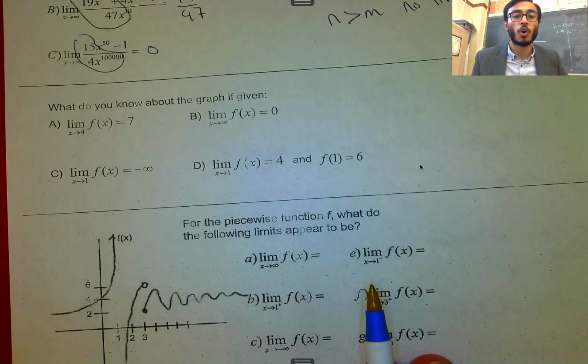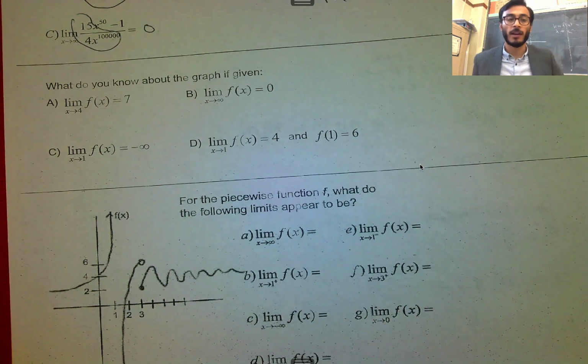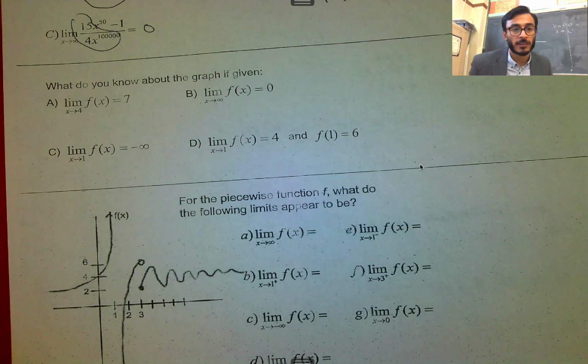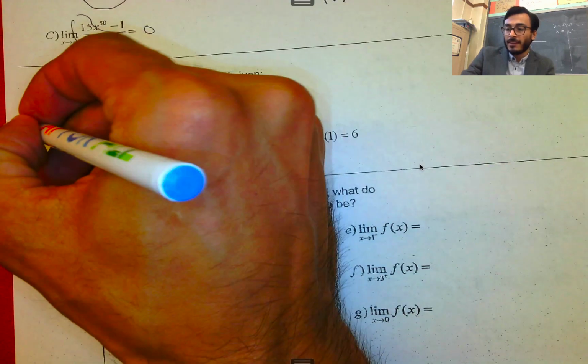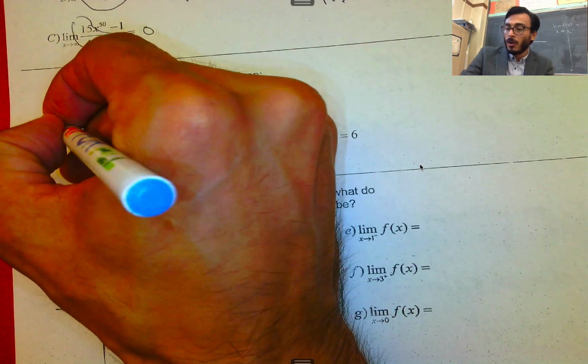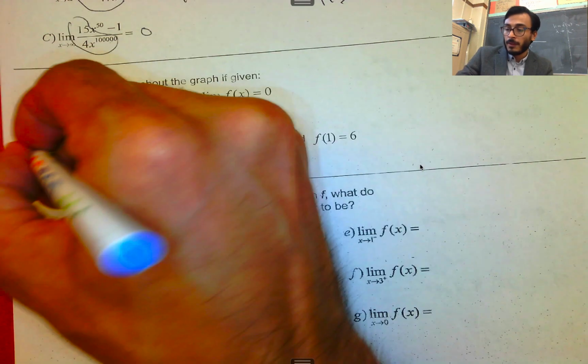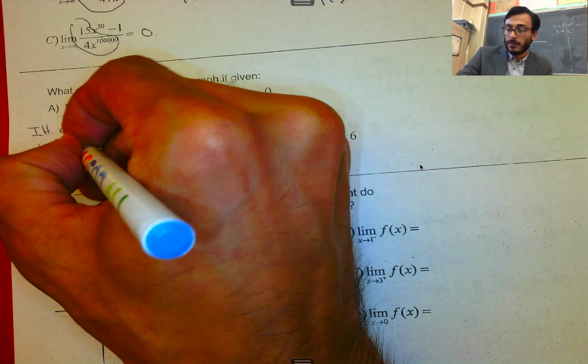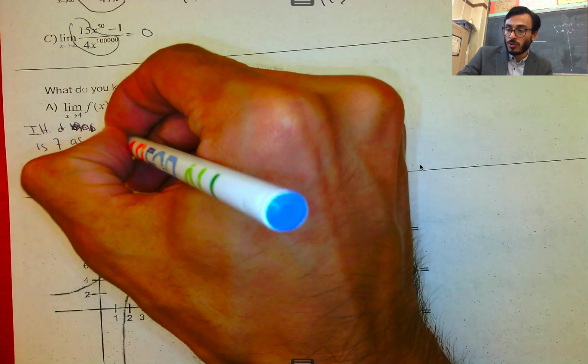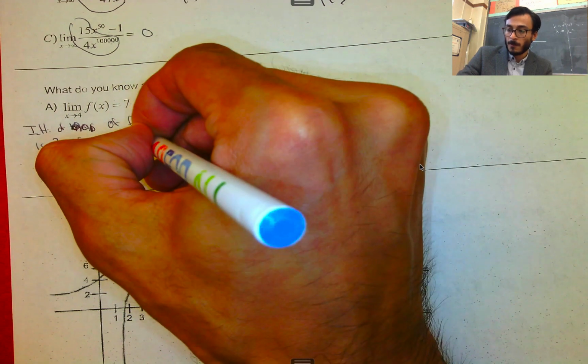Okay, so that's that. Letters A, B, C, and D. It says, what do you know about the graph if given the following information? So for letter A, I'm told that the limit as x approaches 4 of the graph of f is equal to 7. So, okay, what do I know about the graph? Well, if all I'm given is the limit, all I know is that the intended height of the graph is 7 as x approaches 4.